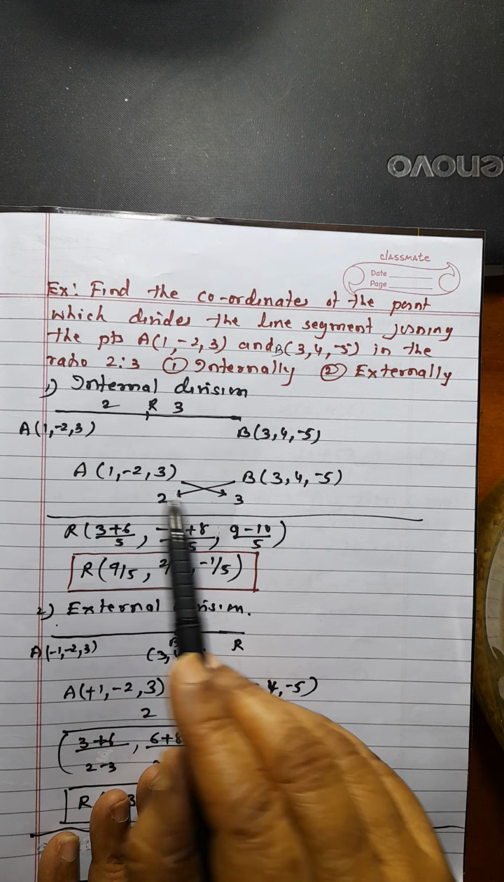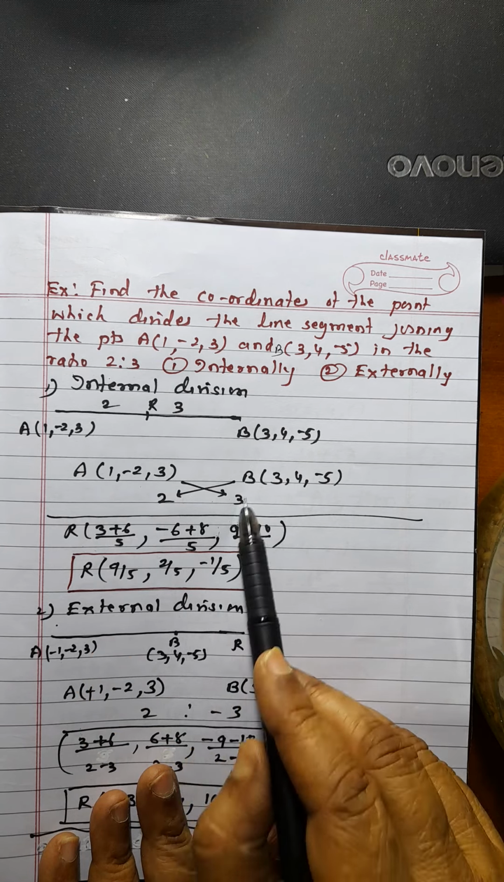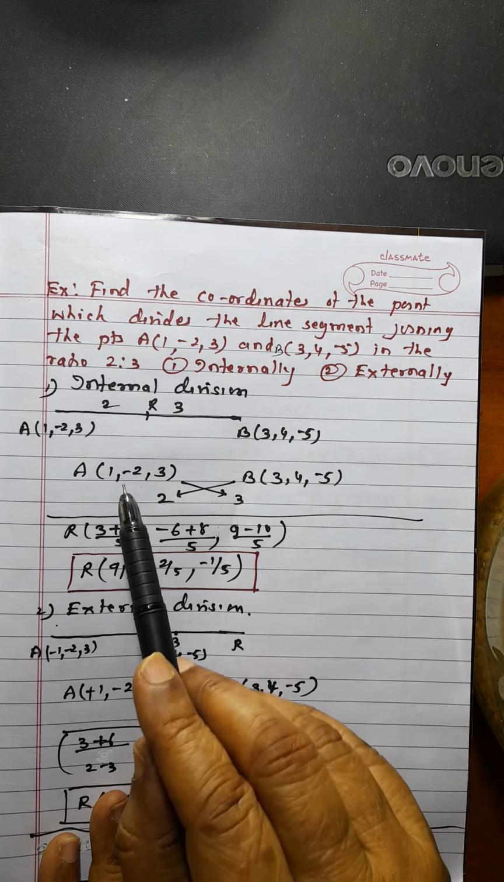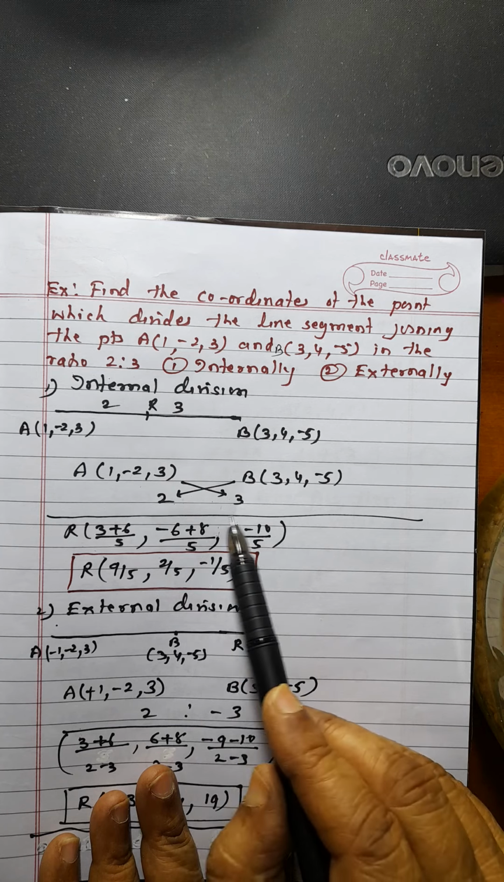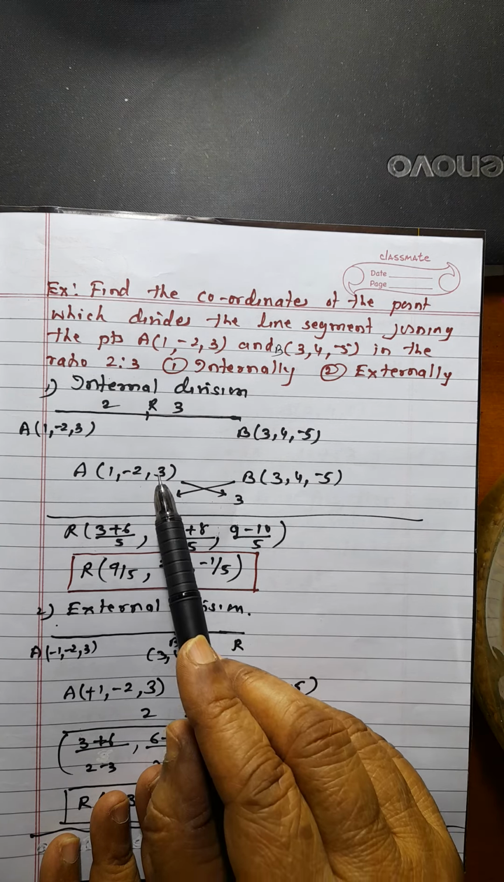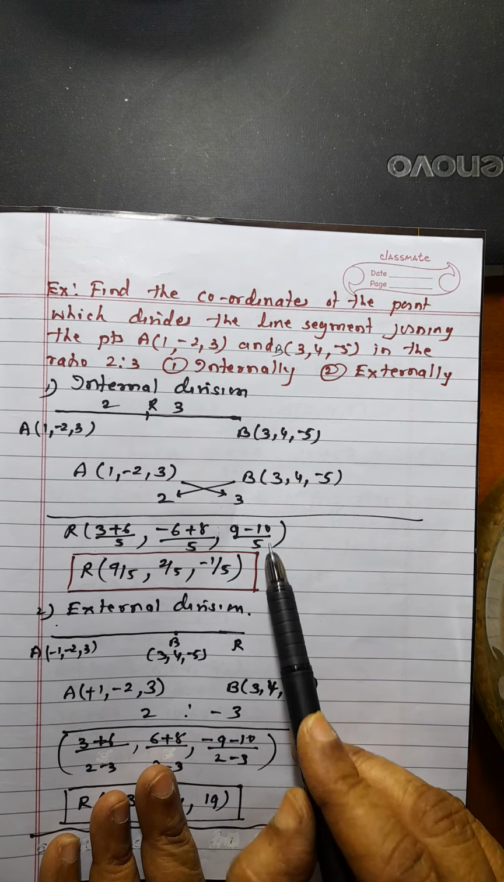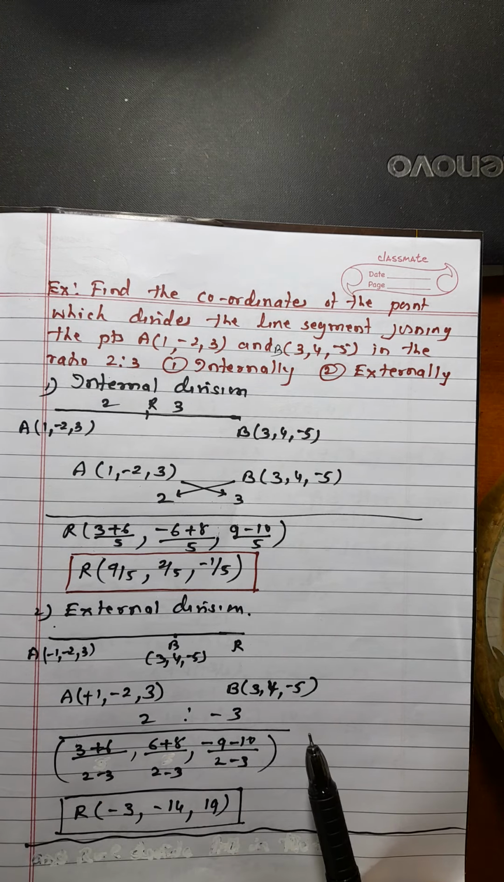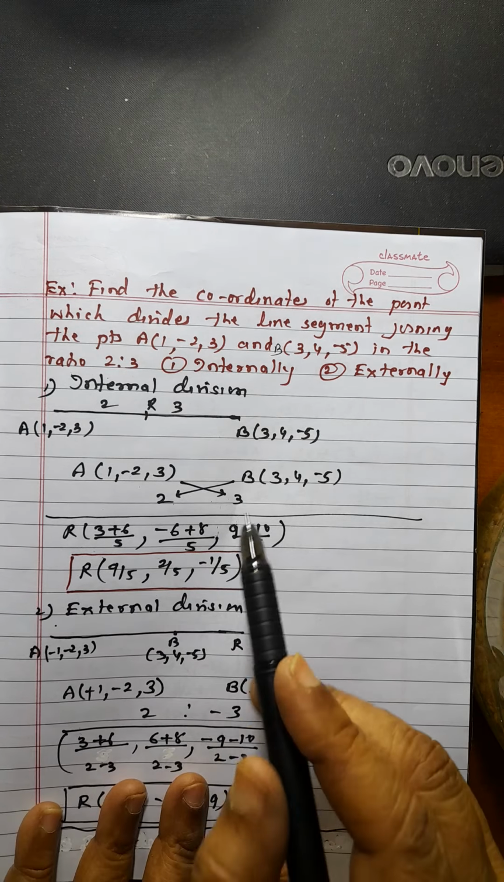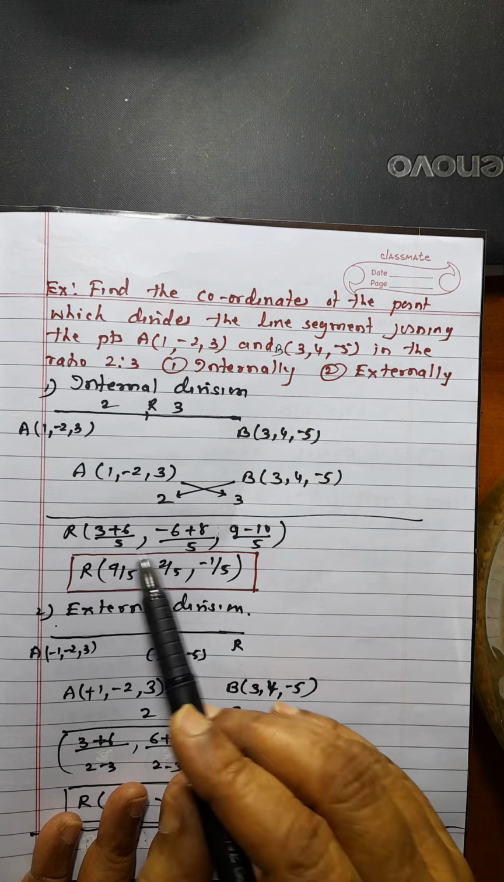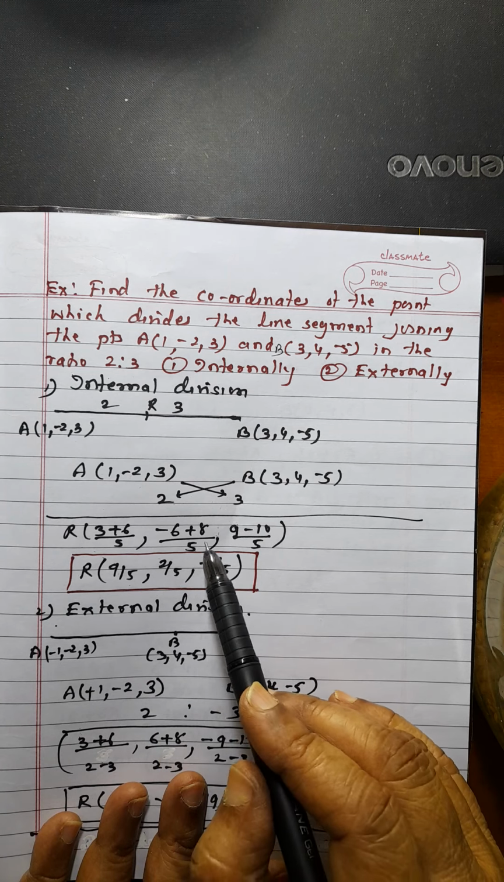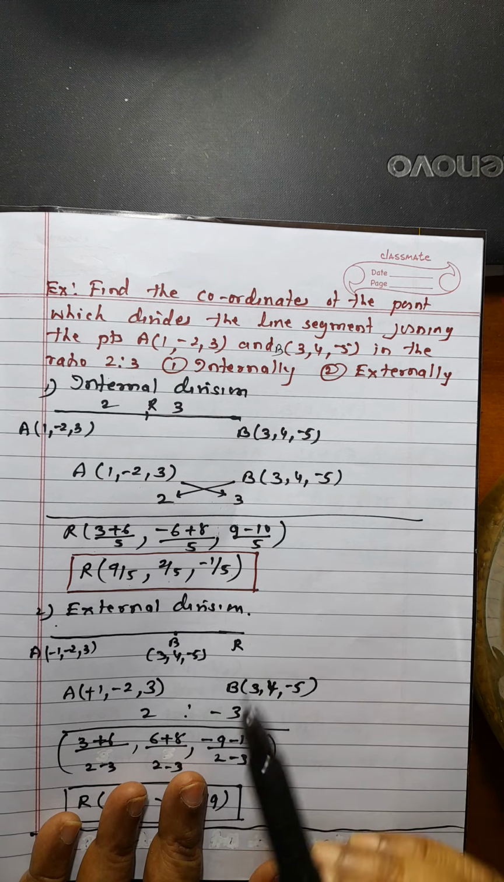By my method, 3 plus 6 divided by 5. Another will be minus 6 plus 8 divided by 5. 9 minus 10 divided by 5. And simplify and write. I think till now you must have come to know that this method is very easy. So 9 by 5, 2 by 5, minus 1 by 5.